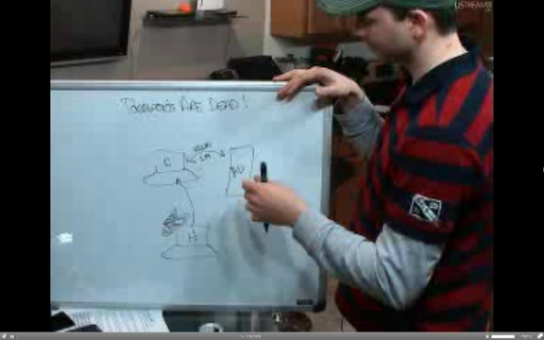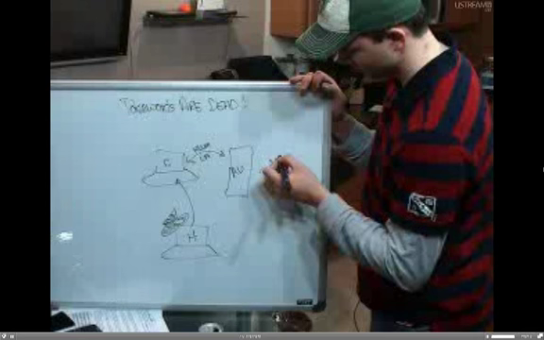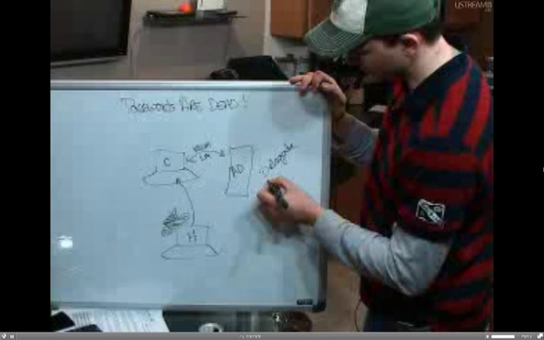So it stores these tokens, right? There are two types of tokens: delegate and impersonate.